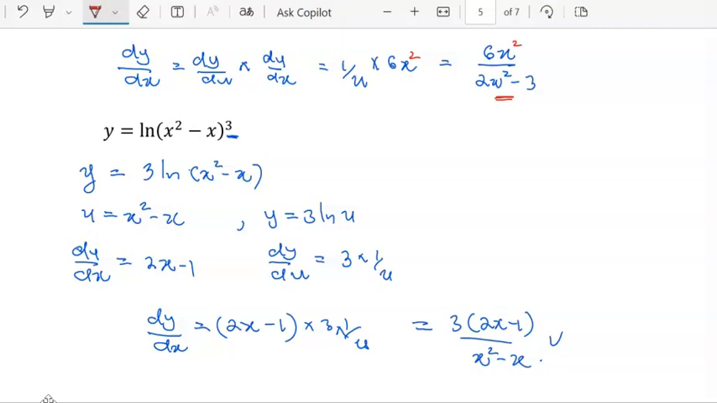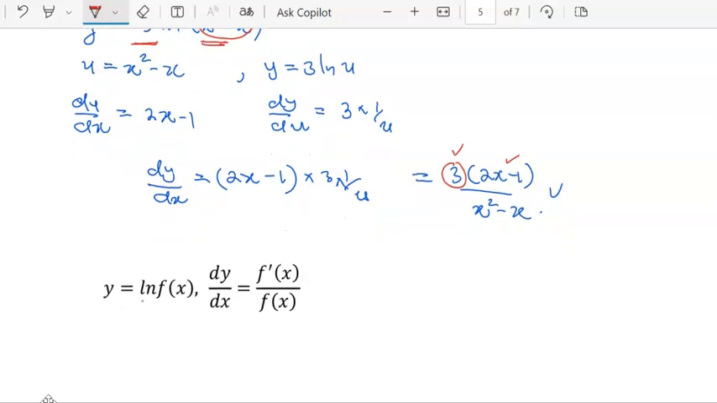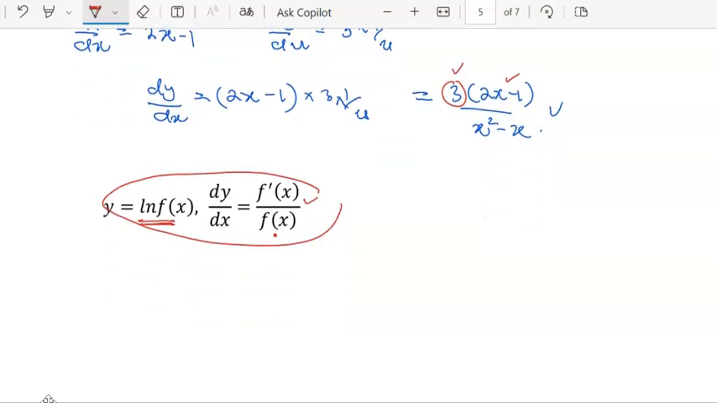Shortcut, you see it from here: if you have this 3 down, and then you have this one inside, 3 is just a constant. And then we have the derivative of the inside, which is 2x minus 1, over the original function, which is x squared minus x. That's your derivative. That means if you have a natural log function, the derivative is always going to be the derivative of the function over the function itself. That's the natural log function.